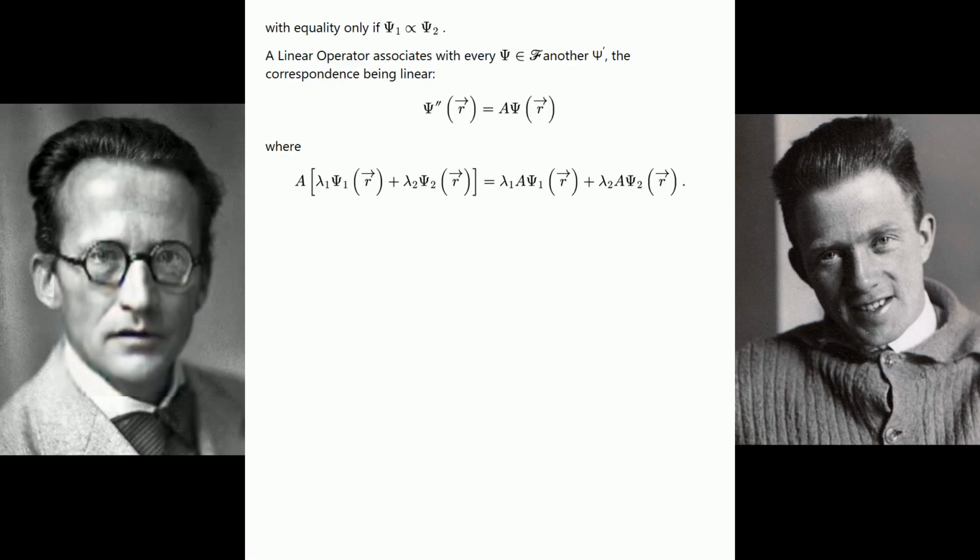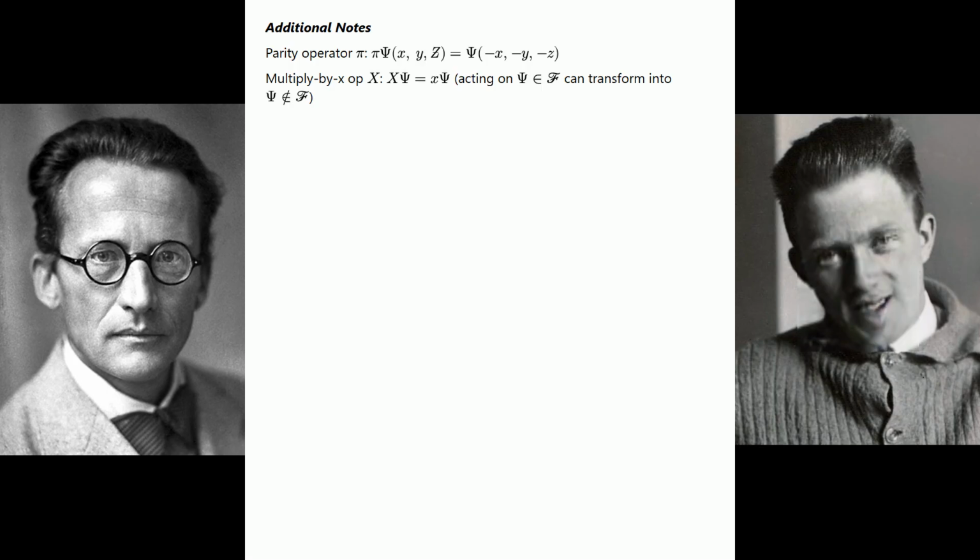A linear operator associates with every ψ, a member of script F, another ψ', the correspondence being linear. See the equation. Where? See the equation. Additional notes. Parity operator Π: Πψ(x, y, z) equals ψ(-x, -y, -z). Multiplied by x, operator X: Xψ equals xψ.